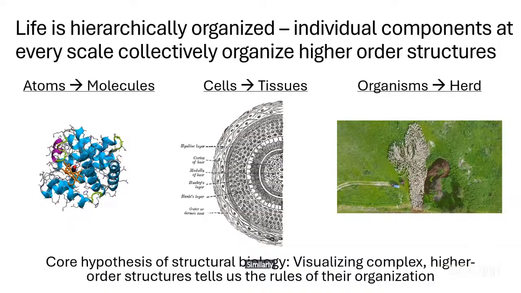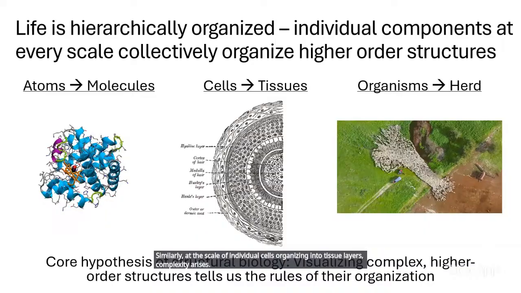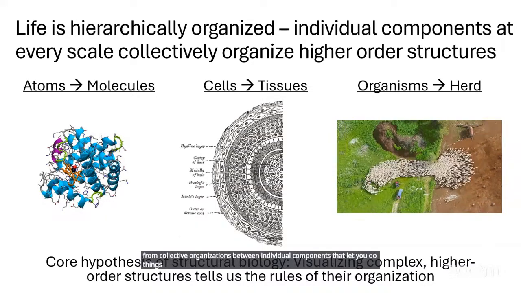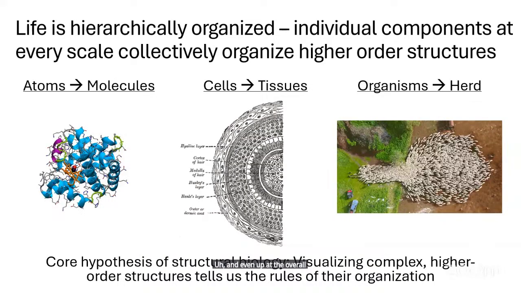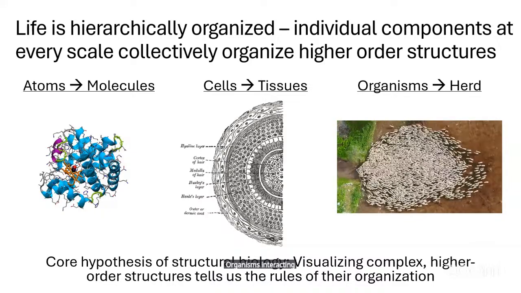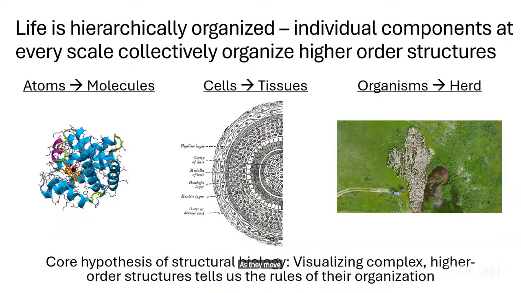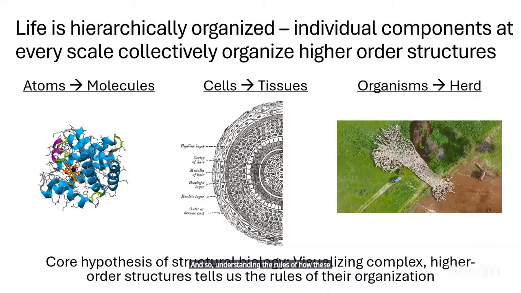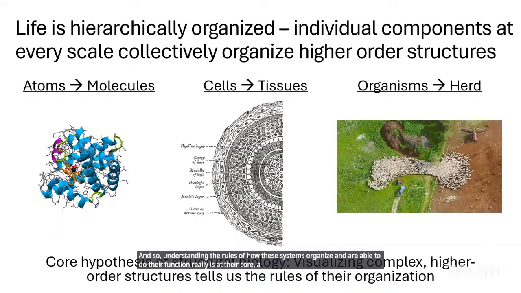Similarly, at the scale of individual cells organizing into tissue layers, complexity arises from collective organization between individual components that lets you do things that you're not able to do with individual cells. And even at the much higher length scales of organisms interacting in ecosystems, flocks of sheep start looking a lot like fluids as they move from one pasture into the other. And so understanding the rules of how these systems organize and are able to do their function really is at its core a structural question.